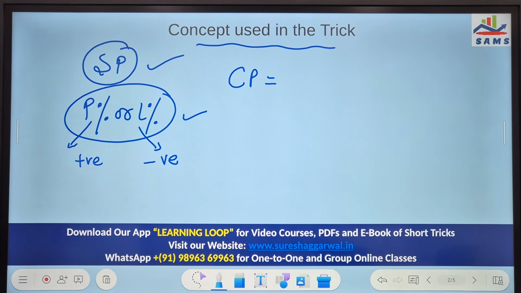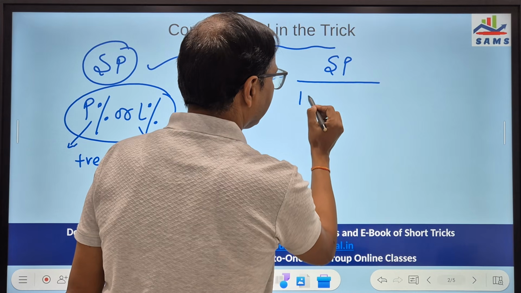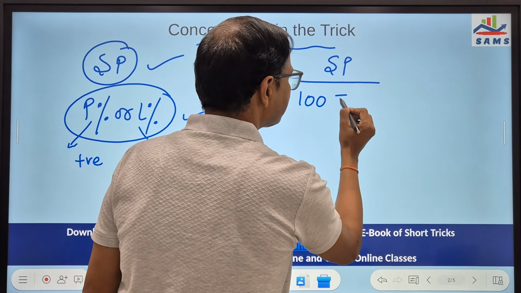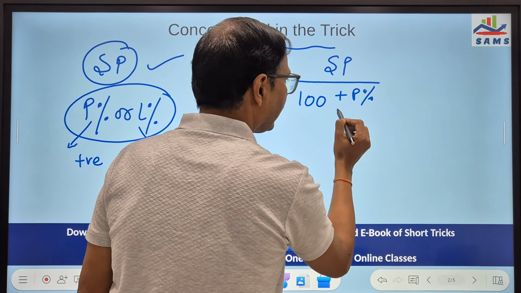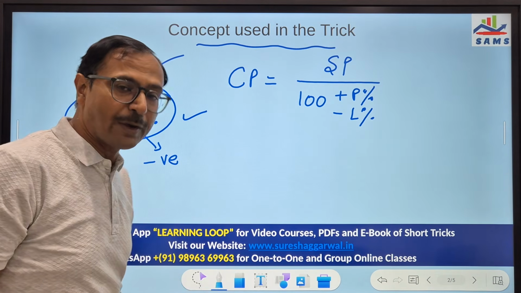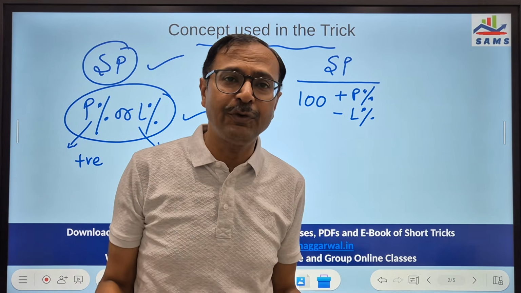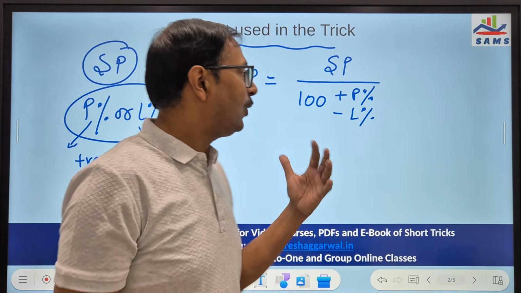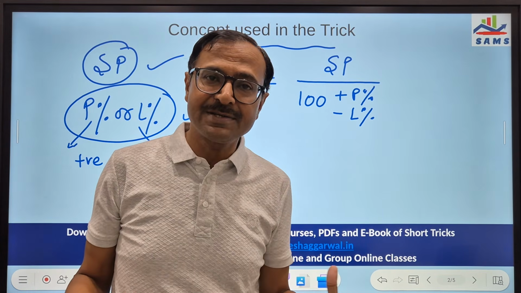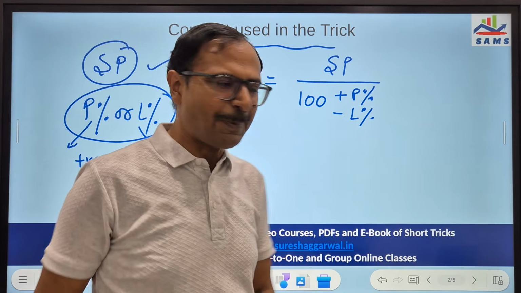So to calculate the cost price, just divide the selling price by 100 plus profit percent or minus loss percent. See, either of these two you have to do according to what is given in the question, and you will see how wonderfully the trick works and how wonderfully you can actually get the answer of the question directly. So let's go into the application part.